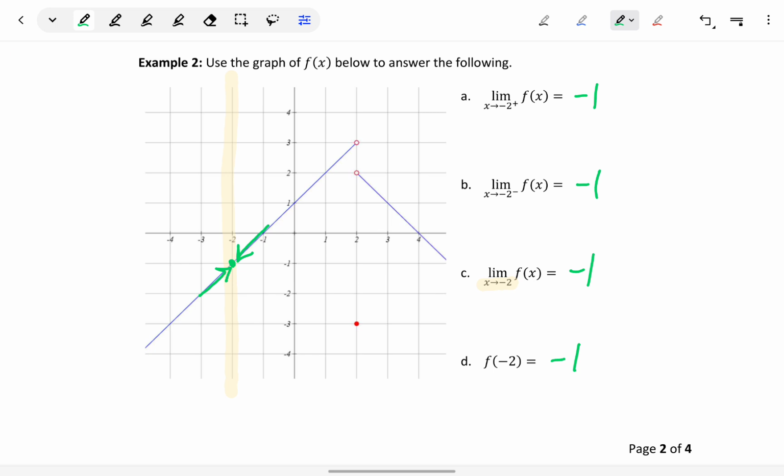So with some of these questions, we'll be investigating what's happening at that discontinuity. In other cases, we're considering some other point. We just need to make sure we're paying close attention to what those limit statements are asking us to investigate.